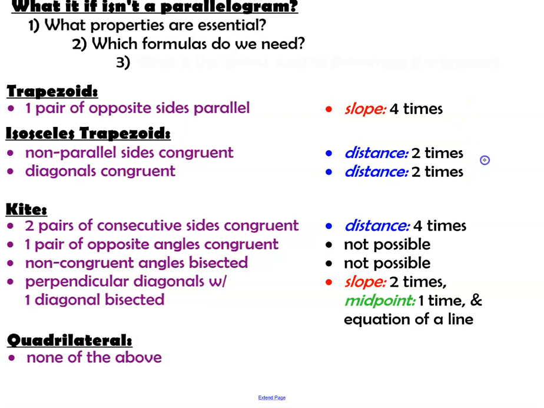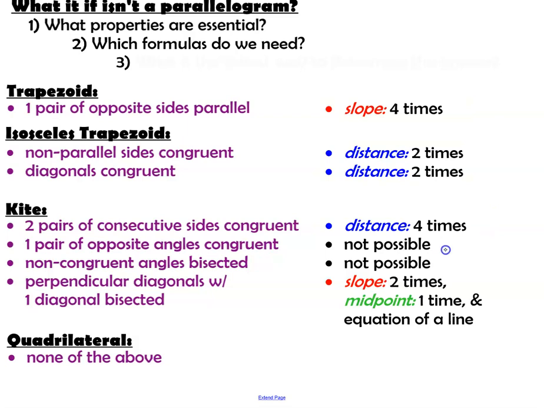You would have to use the distance formula 2 times, but you have options. You can either use it on the 2 non-parallel sides, the legs, to see if they're congruent, or you can use it on the diagonals to see if those are congruent. If you didn't have any parallel sides and you had a kite, you could use the distance formula 4 times to find 2 pairs of consecutive sides being congruent.